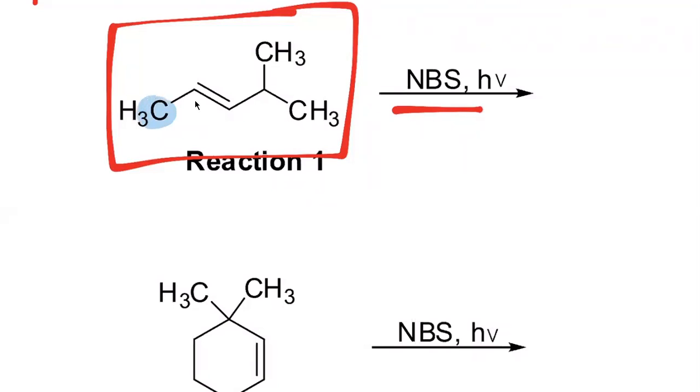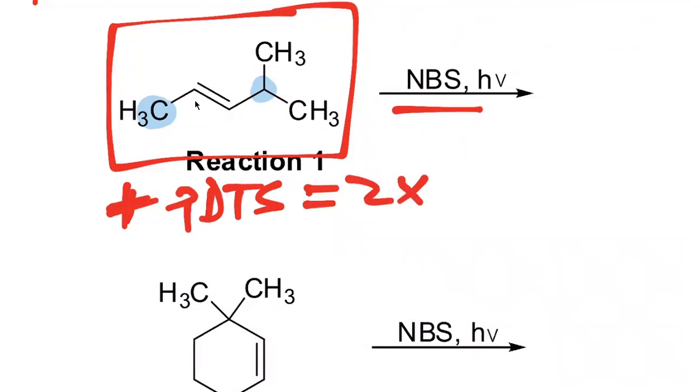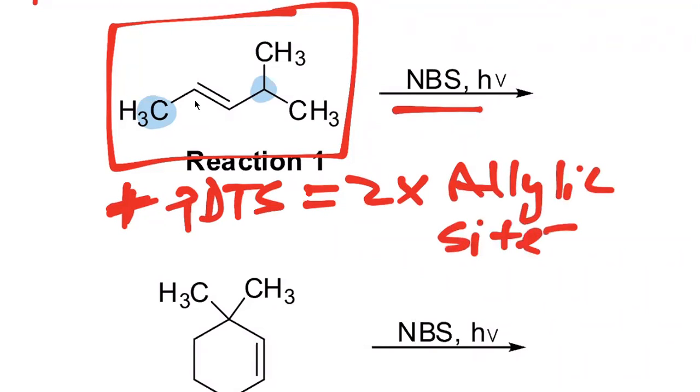Right. Is this one? Yes. And so is this, right? Yes. So the number of products is 2 times the allylic sites. All right. So if I got 2 allylic sites, I'm going to get 4 products. We can draw 2 of them right away. Am I right?